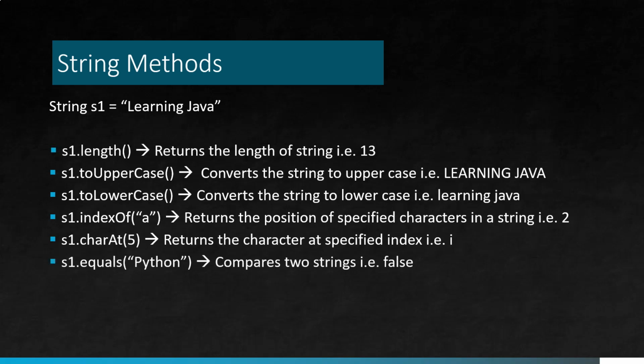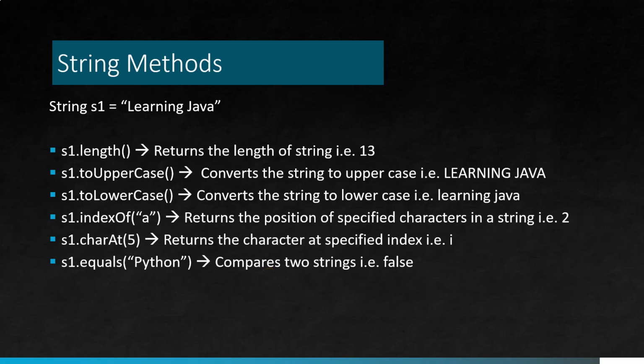The next method is equals. It just compares two strings: our given string versus what is specified inside our method. We have specified Python. It compares this Python with learning Java, and obviously both are different. That's why the output will be false. If both match, the output will be true.